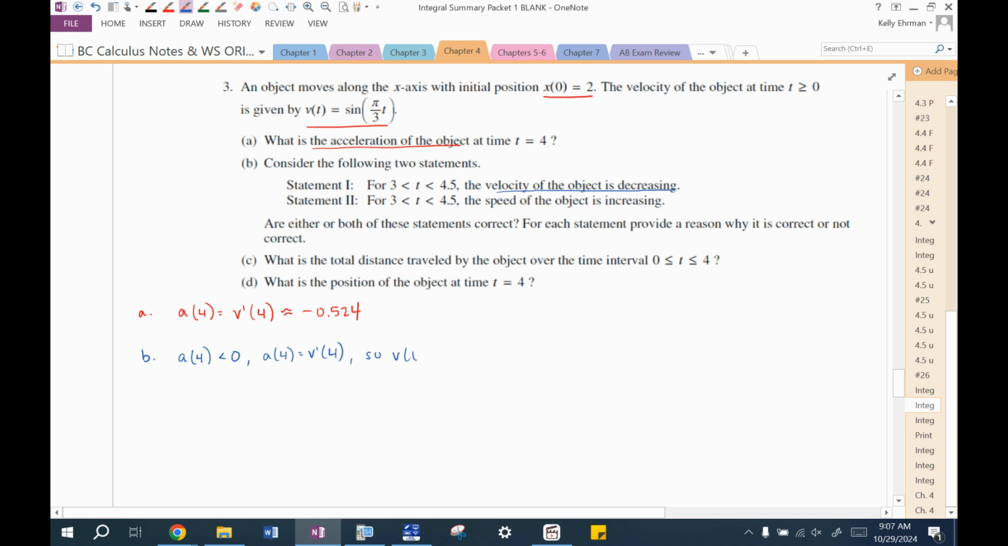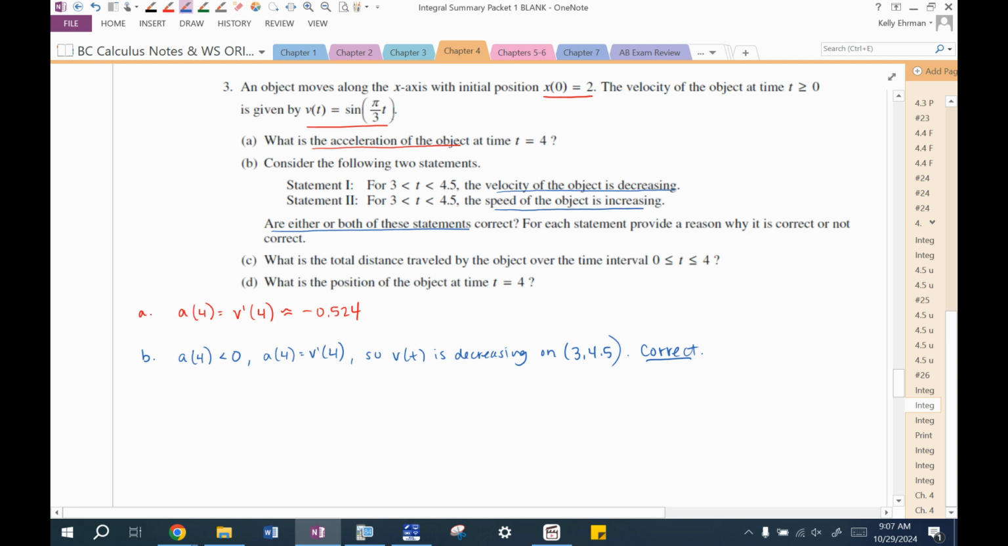So v of t is decreasing on 3 to 4.5. 4 is in that interval, right? We know velocity is a continuous function. Sine is a continuous function, so that's got to be true. All right. Oh, sorry. Are either or both of these statements correct? For each statement, provide a reason why. Okay, so velocity is decreasing on 3 to 4.5. So I need to finish with something like correct. Make sure that you answer the question. Statement 2, for times between 0 and 3.5, the speed is increasing.